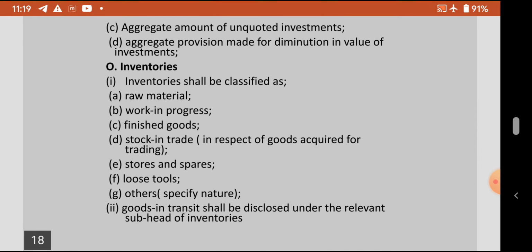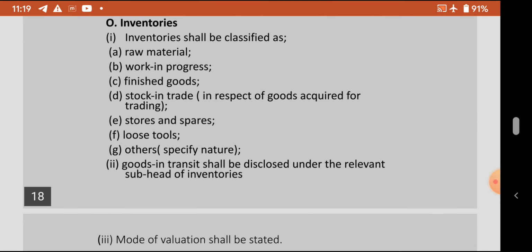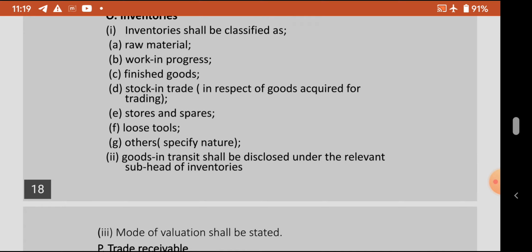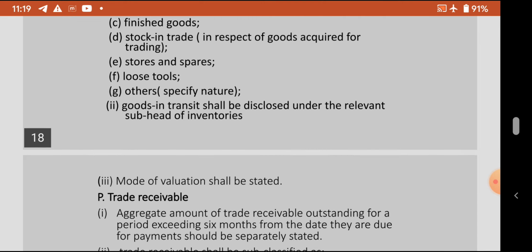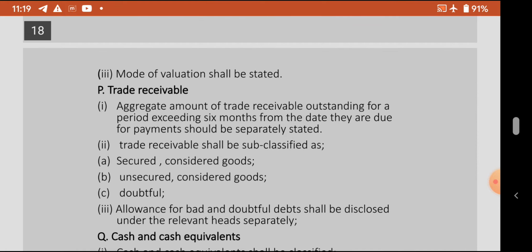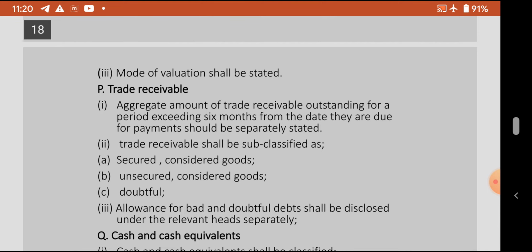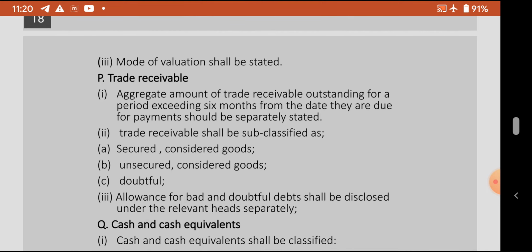Then inventories. Inventories shall be classified as raw materials, work in progress, finished goods, stock in trade, stores and spares, loose tools. So all these come under inventories. Then we have trade receivables. It includes all the amounts that are outstanding for a period exceeding 6 months. Trade receivables shall be subclassified as secured considered good, unsecured, doubtful.